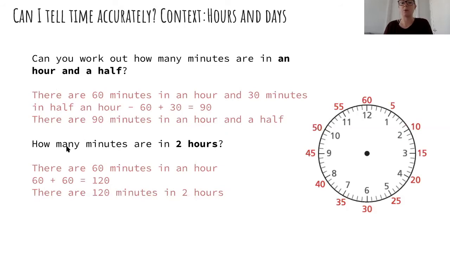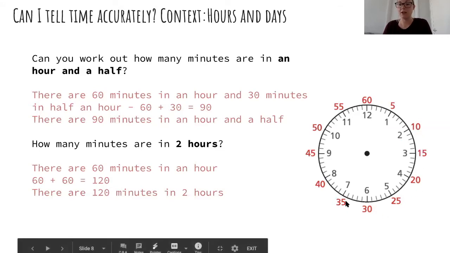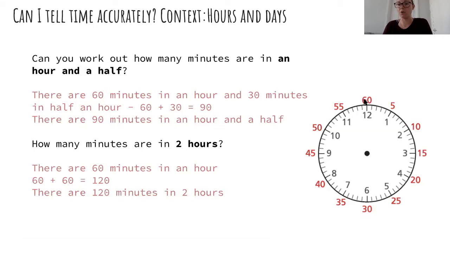Okay, the next question was, how many minutes are there in 2 hours? So I know that there are 60 minutes in an hour. So I know I need to times that by 2, or do 60 add 60. And I know that I could do 6 add 6. 6 add 6 is 12. And it's not 6, it's 60. I've added a 0. So I need to add a 0 to my answer. Or I could do it on the clock. 60, 65, 70, 75, 80, 85, 90, 95, 100, 105, 110, 115, 120.